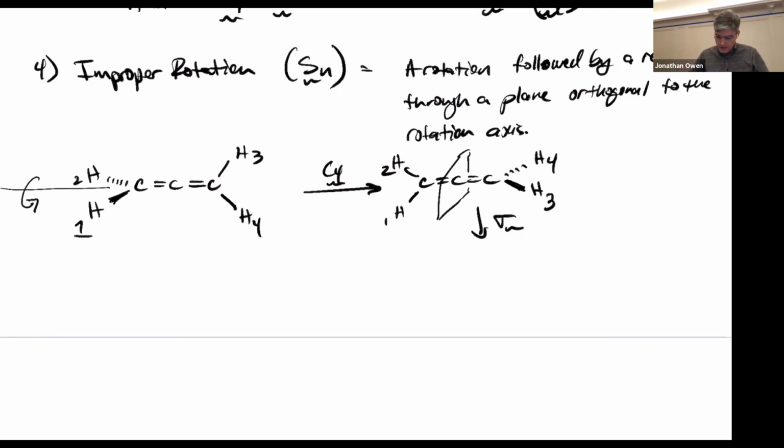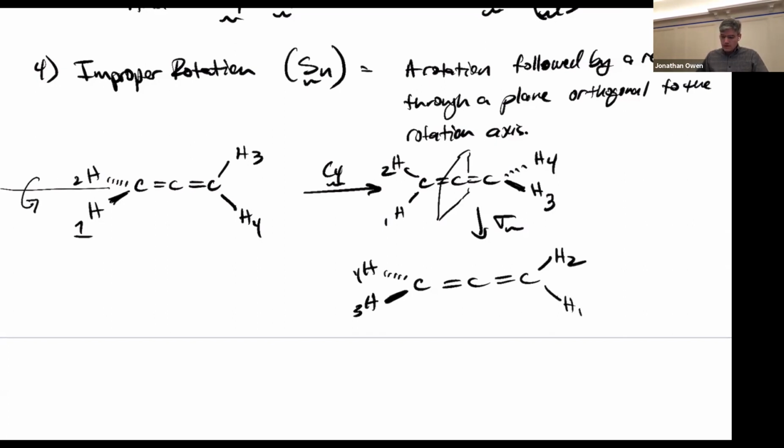So now we're going to send this H3 in front over to the left-hand side, and it's still going to be in front. And the H4, which is in back, is still going to be in back. Now this H1, which is on bottom, is still going to be on bottom. And there you go.